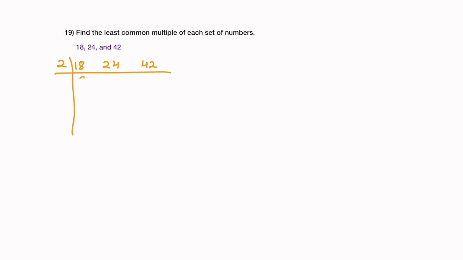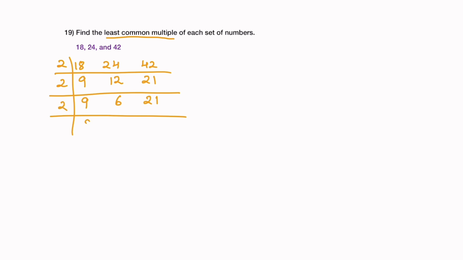18 divided by 2 is 9. 24 divided by 2 is 12. 42 divided by 2 is 21. Only one even number. So we will continue because it is least common multiple. We are not doing greatest common factor, right? If it was greatest common factor, we would have to go for the next number, next prime number. So we do 2, 9 as it is, 12 divided by 2 is 6, 21 as it is.